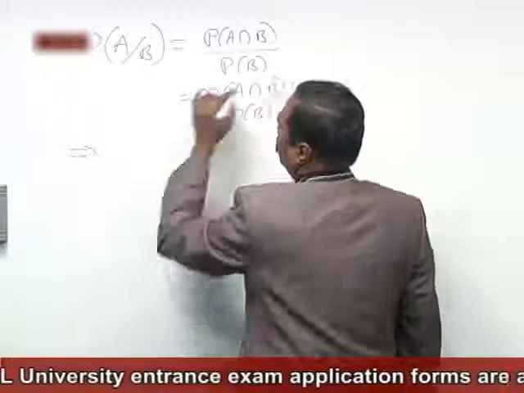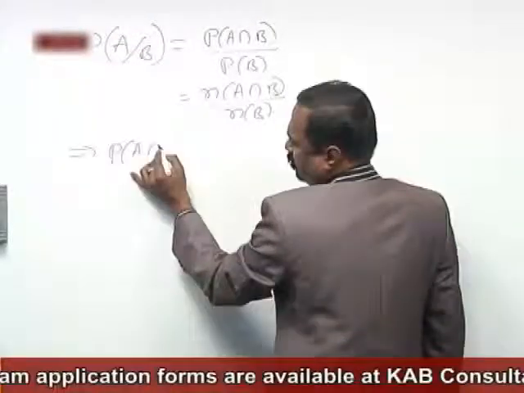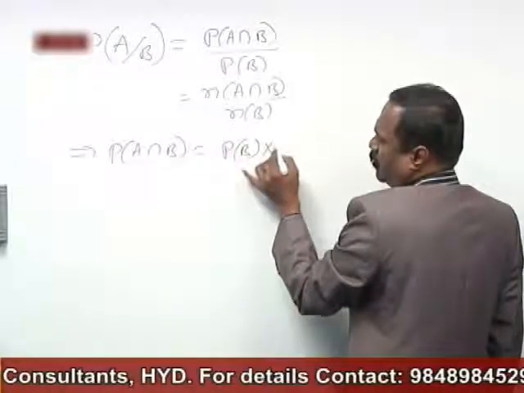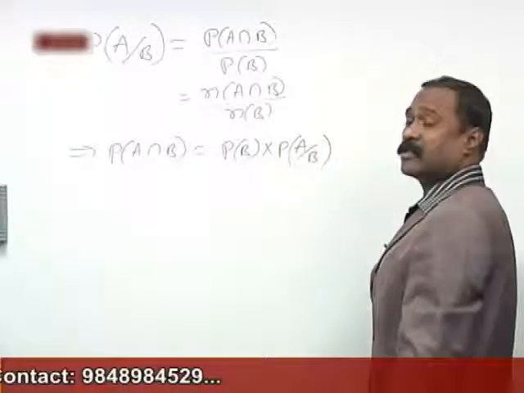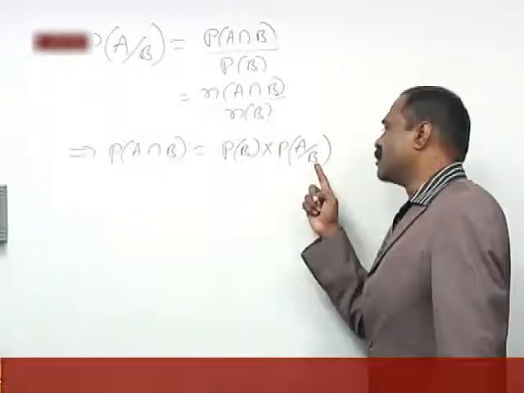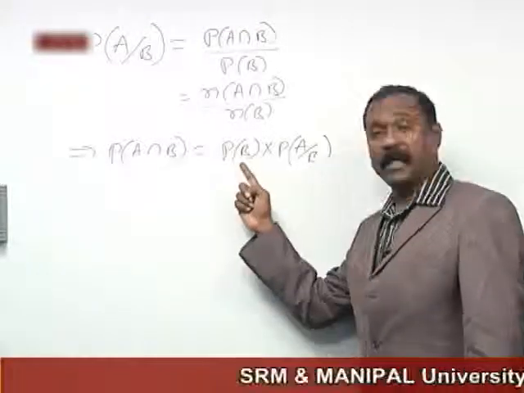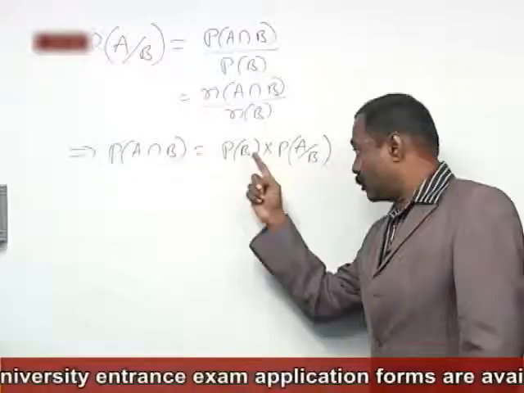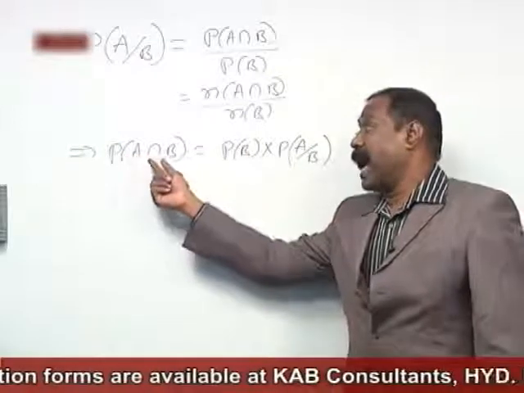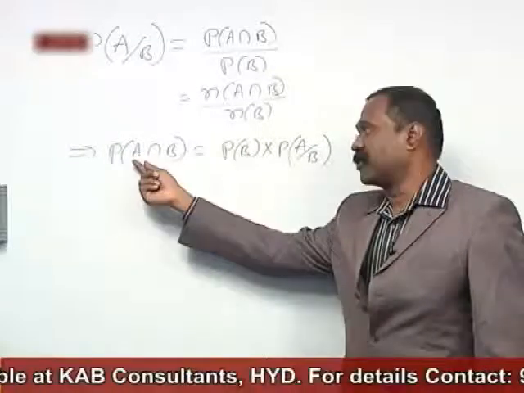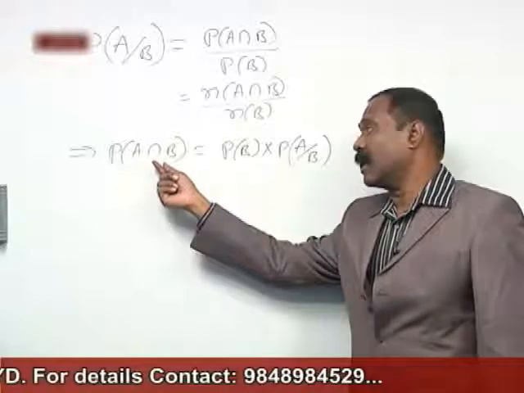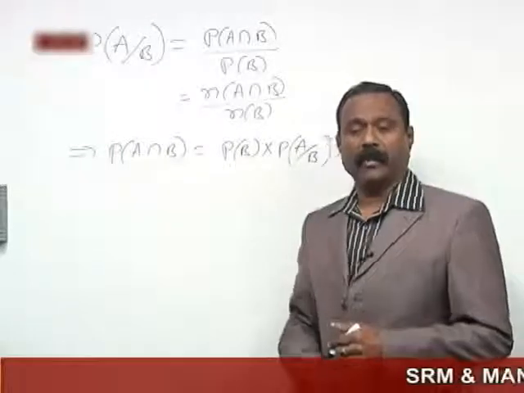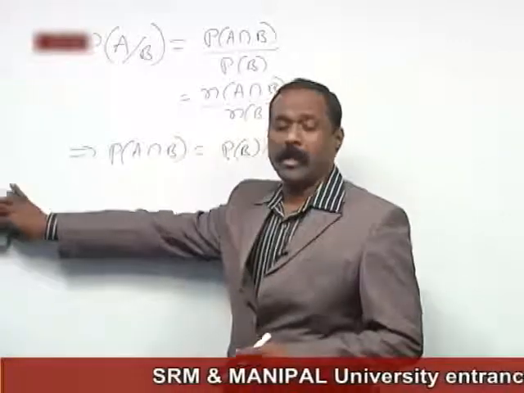And if you cross multiply this, it is P of A intersection B is equal to P of B into P of A after B. It is easy to remember also. Whatever is there in the denominator, that will be multiplying here. If you have B after A, then you will have A here. So P of A and B. Intersection means and. So P of A and B is equal to P of B into P of A after B.